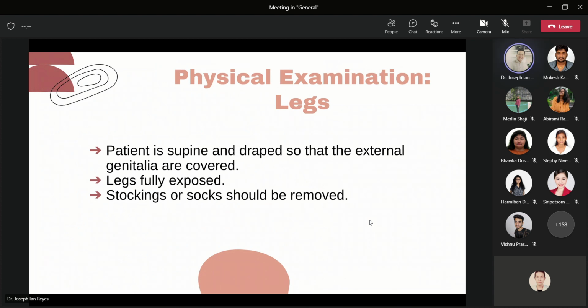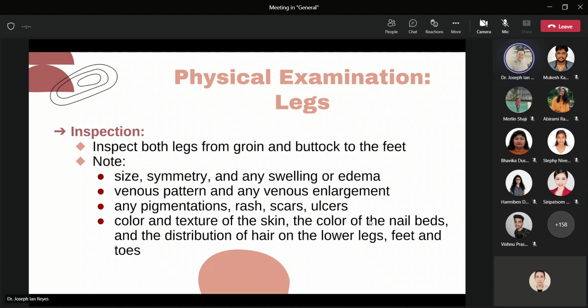So after that, you go to the lower extremities. The patient is supine. Don't forget to drape the patient. Legs should be fully exposed. Stockings or socks should be removed when you do this exam. First, inspect both legs from the groin and buttocks to the feet. Again, from that area going down, and make sure you do it on both extremities. Note the size, symmetry, and any swelling or edema.